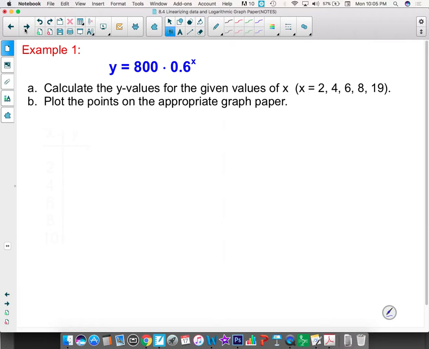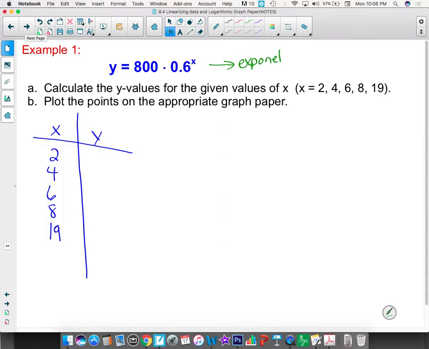So, for the first example, we're going to calculate the y values for the given values of x. So x equals 2, 4, 6, 8, and 19. Okay, so I would make a graph or a chart for that. And so we got x there, y there, we got 2, 4, 6, 8, and 19. So go ahead and see if you can find those values for that. So if I had 2 into that function, okay, first of all, remember what kind of function this is. That's an exponential.